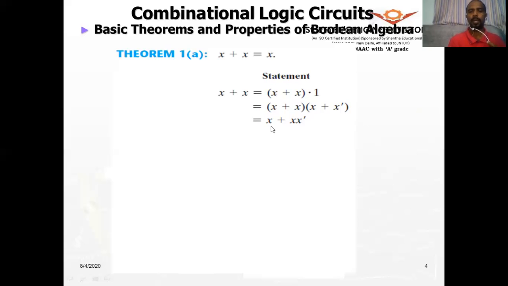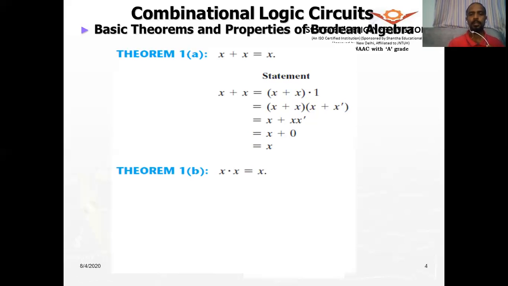So we get the final result as x, and we know that x AND x is x itself, right? And x OR x is x itself. So we get the result here as x OR x. The result of this, that is x AND x complement, will be equal to 0, and so x plus 0 will be equal to x. So therefore we get the result. This is the proof that x OR itself is equal to x.